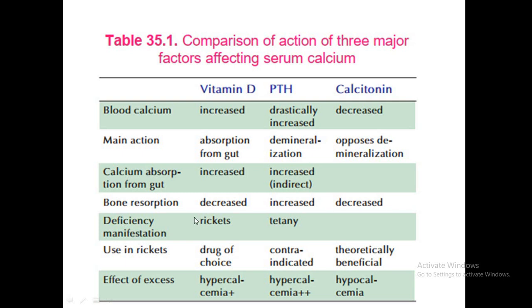And vitamin D deficiency results in rickets. It doesn't show any forms of tetany, whereas PTH deficiency will result in hypocalcemia, and it will show the tetany. In rickets, vitamin D is the drug of choice. PTH is contraindicated in rickets, and calcitonin could be beneficial. So excess vitamin D could produce hypercalcemia. Excess PTH could cause marked hypercalcemia, whereas calcitonin, if there is an excess, can produce hypocalcemia.